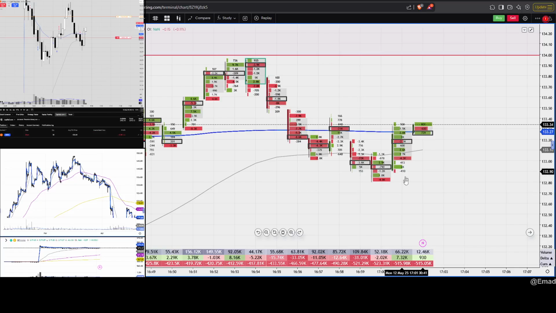Should have dropped when I saw absorption. Play it safe. Suddenly, I wanted to play it risky for no reason. It's okay though. It's okay, man. Not the end of the world.